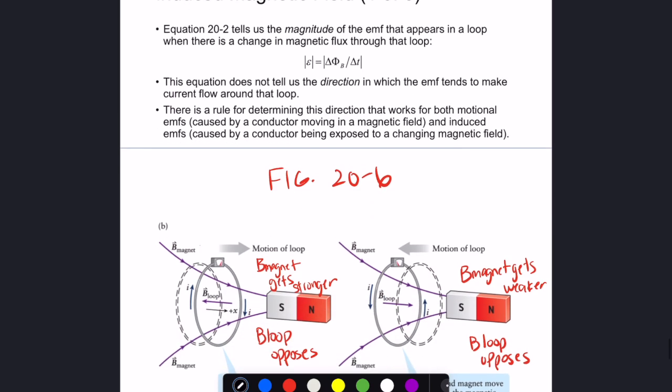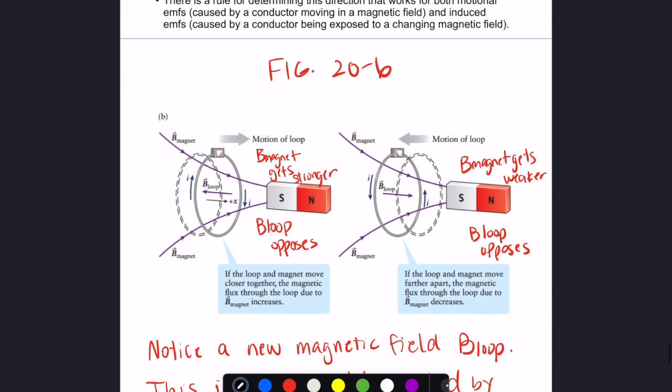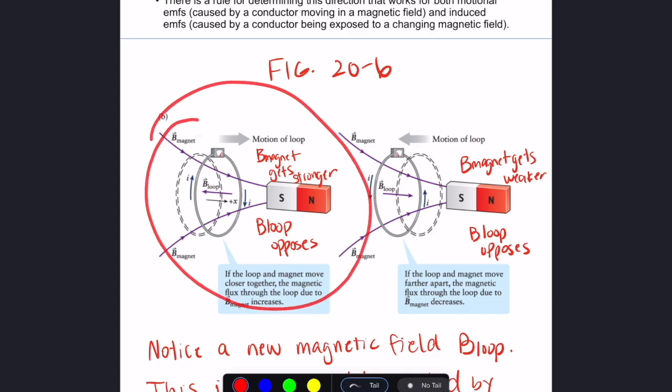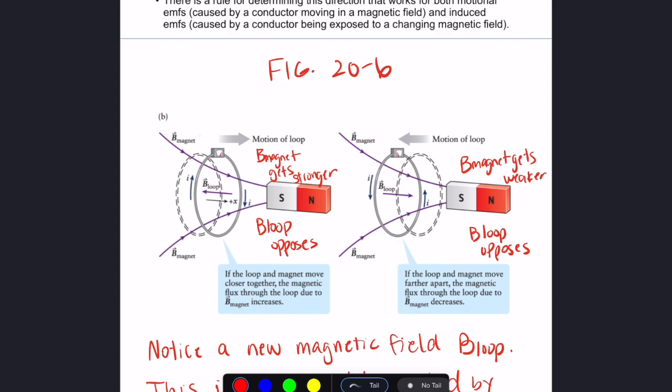So let's take a look at these figures again, all right? Where we were moving a loop towards and away from a magnet. So let's look at this one on this side, right? As we're moving this loop towards the magnet, what's happening is the magnetic field is getting stronger, right? The magnetic field that is going through the loop is getting stronger because we're bringing it closer and closer to the magnet. And we saw that a current was induced in this direction.